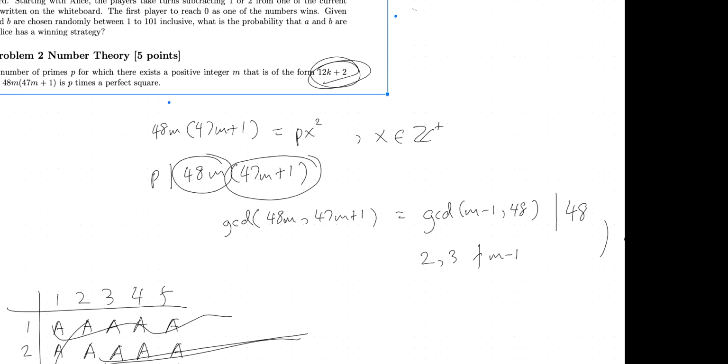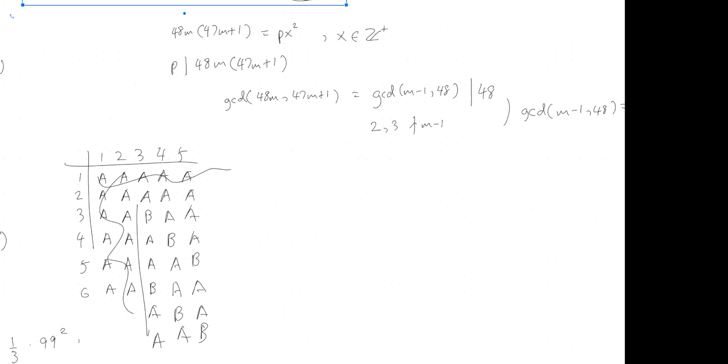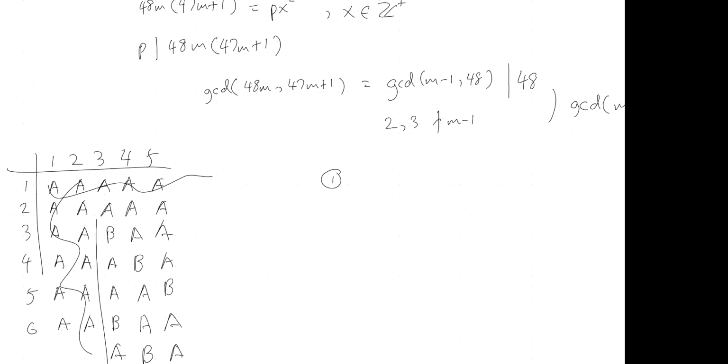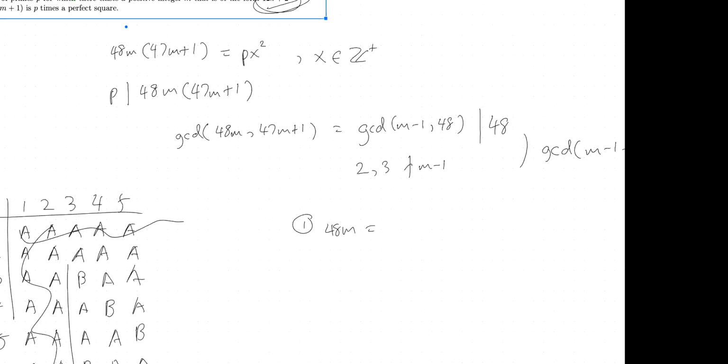If so, the rest becomes a case analysis. So I'll start with case 1. If 47m plus 1 is the value divisible by P, then 48m must be a squared, and 47m plus 1 must be P times B squared. But then you're like, well, why must there be B squared and A squared?